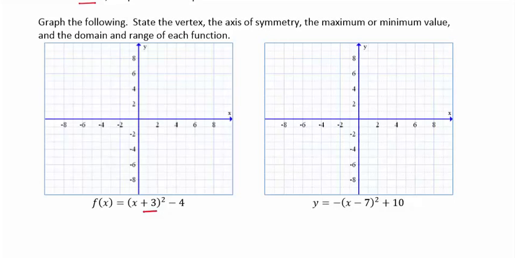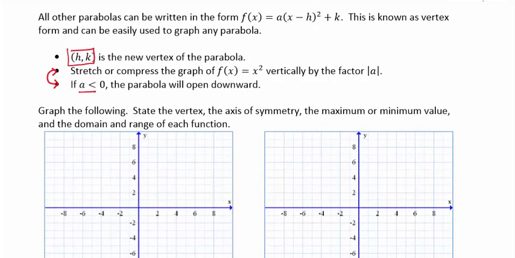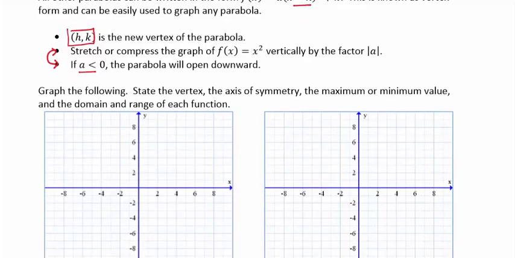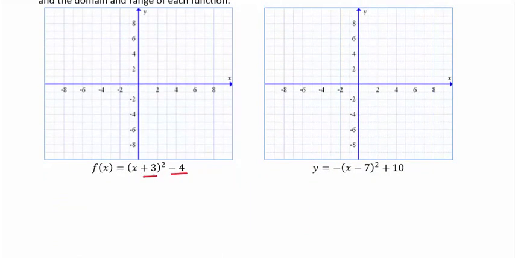Alright, so the first thing I do is get the vertex. Now remember, we talked about in class that because in the formula it's minus h, the sign on h will always be the opposite. So if I look here and I see plus 3, the vertex will be at negative 3, negative 4. So first thing, graph the vertex.